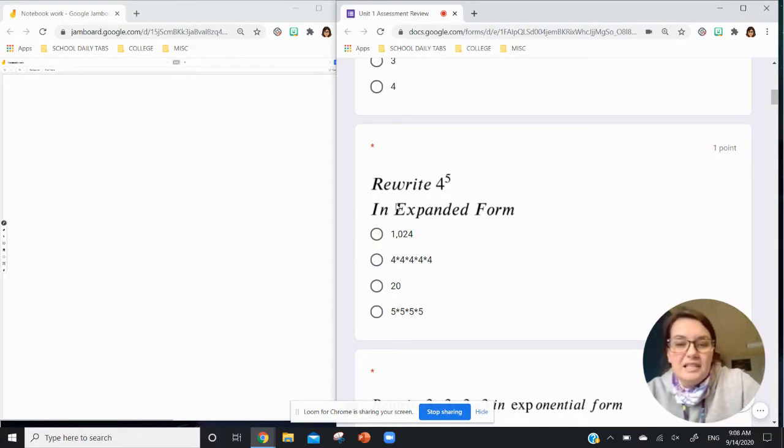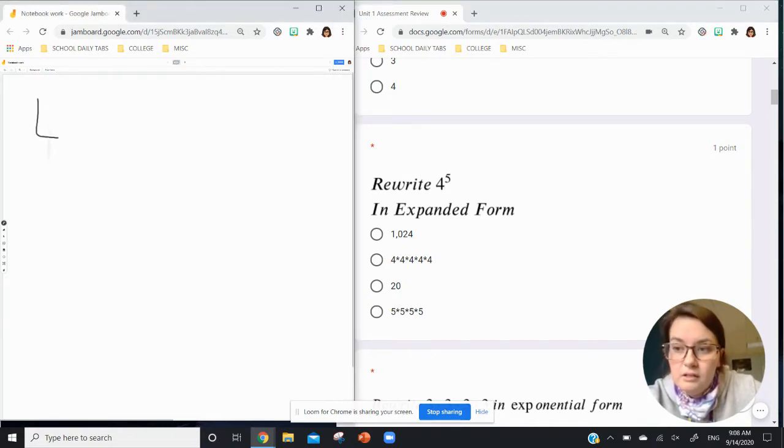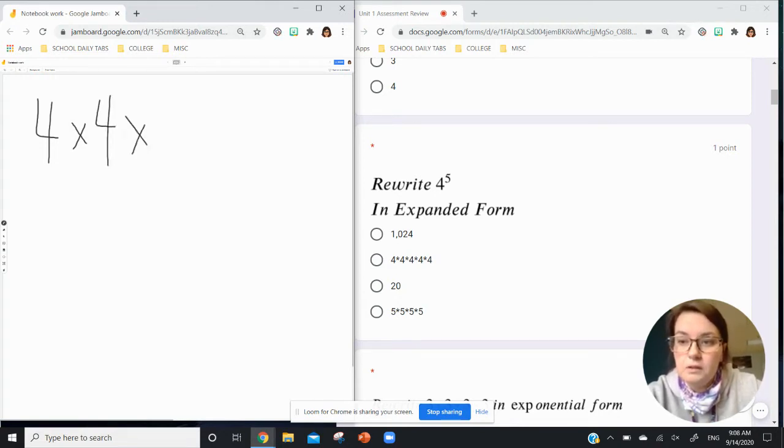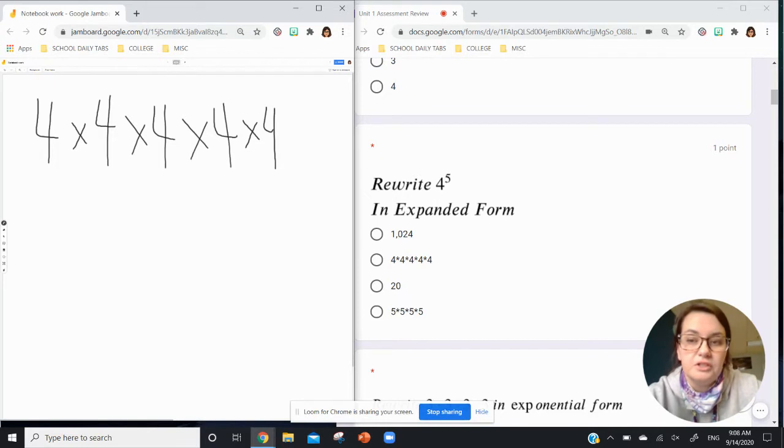This says rewrite 4 to the 5th power in expanded form. Expanded just means stretched out. So the base is 4, and the exponent tells us how many times that 4 is being multiplied. So there's 1, 2, 3, 4, and it's to the 5th power, so there should be 5.